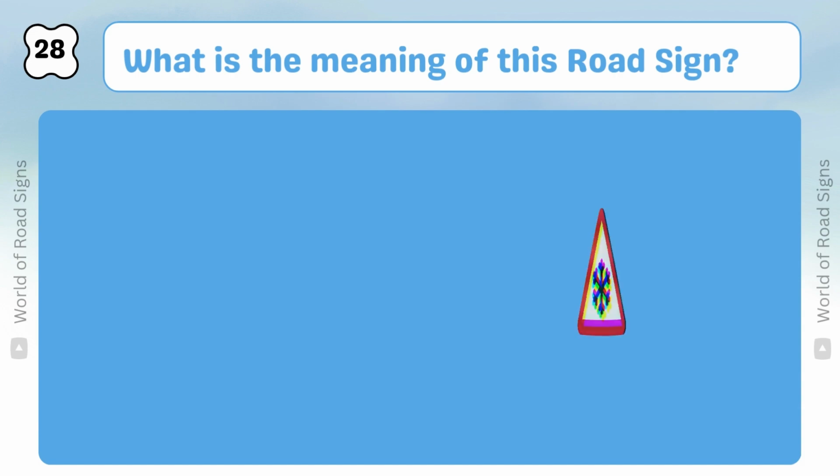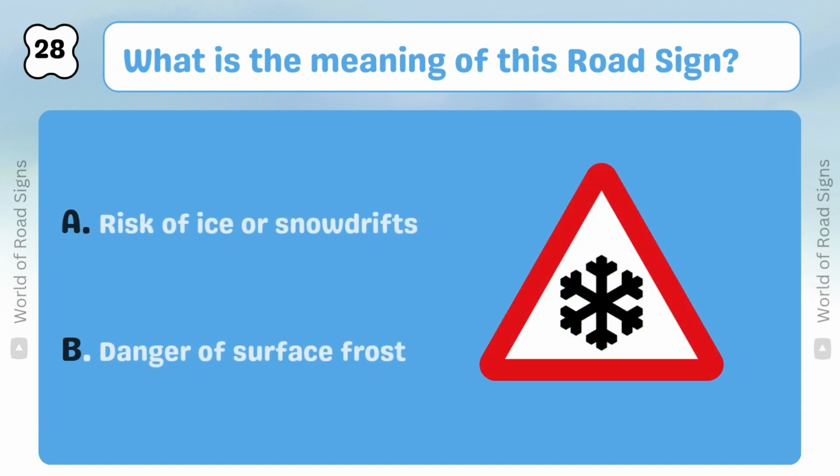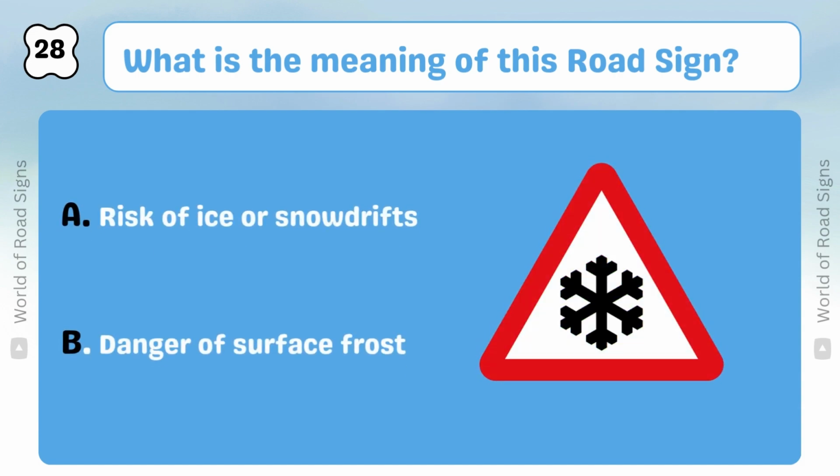Question 28. What weather-related hazard does this sign warn of? A. Risk of ice or snowdrifts. B. Danger of surface frost. Correct answer. Option A. Risk of ice or snowdrifts.